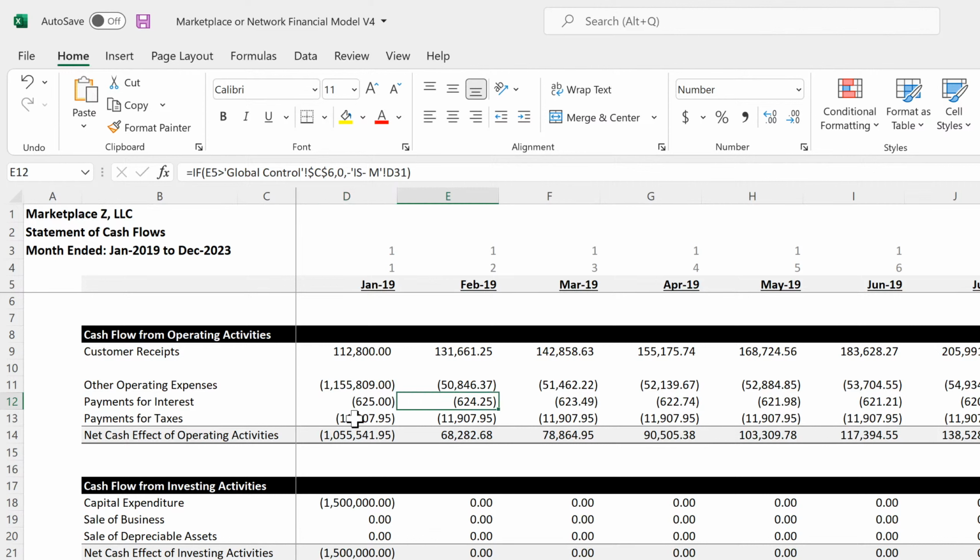Interest, yep. Taxes, see, 31.58. That's 31.